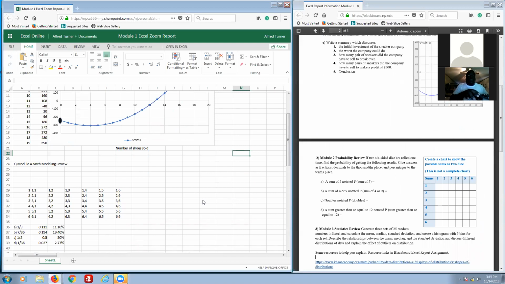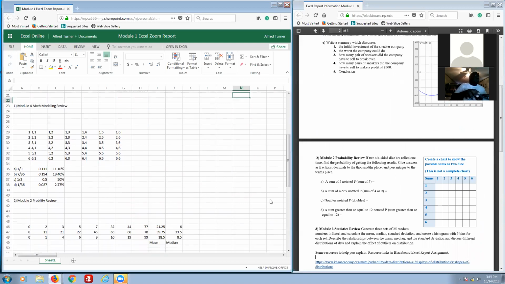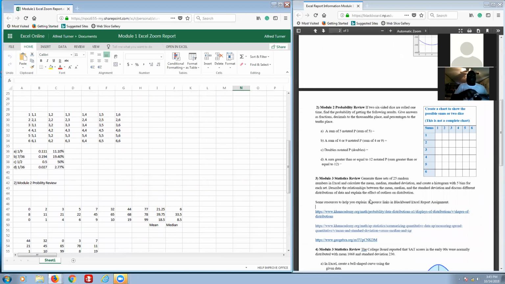Module 2, probability review. If a 6-sided die is rolled one time, find the probability of getting the following results. Give answers as fractions, decimals, and percentages. A, B, C, and D. A: a sum of 5. B: a sum of 4 or 9. C: doubles rolled. D: a sum greater than or equal to 12.